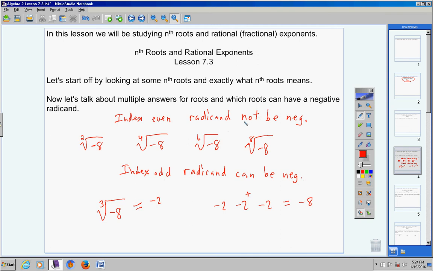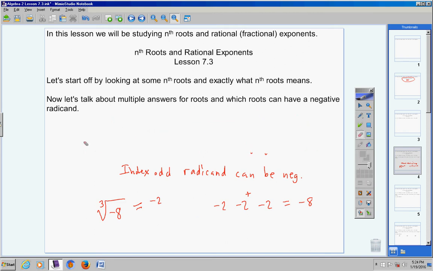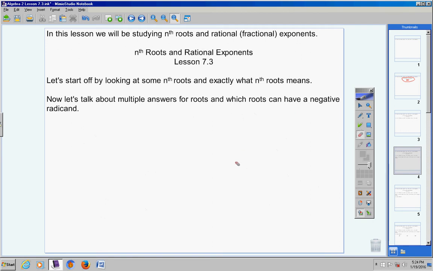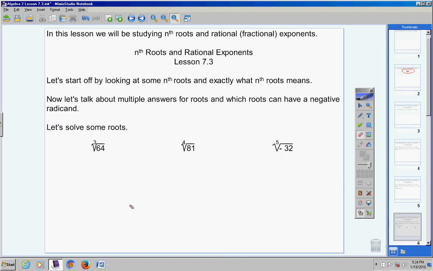So you can have a negative radicand if your index is odd. You cannot have a negative radicand if the index is even. Guys, I hope you're getting this. Go back and watch it again if I'm going too fast, okay? Everything I just said there is very, very important, and it's your responsibility to know that. Let's solve some roots now, okay? Let's jump right into this. Here we go. Alright, take some good notes, please.